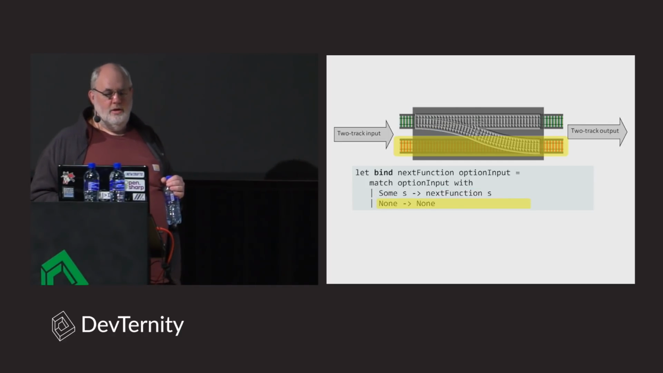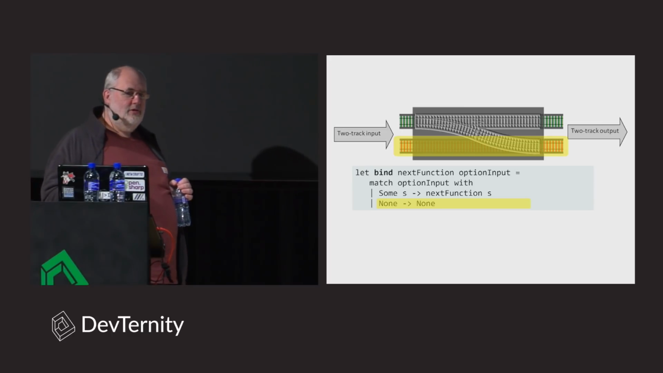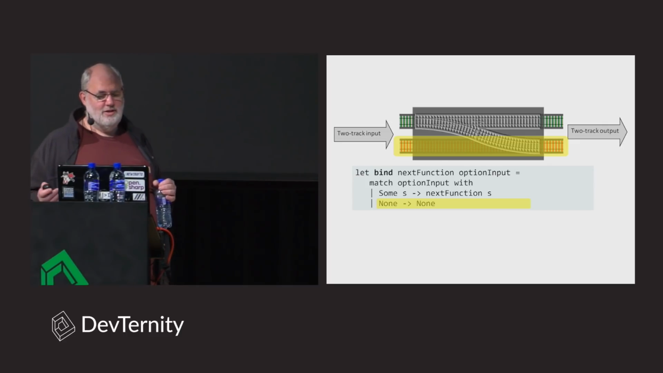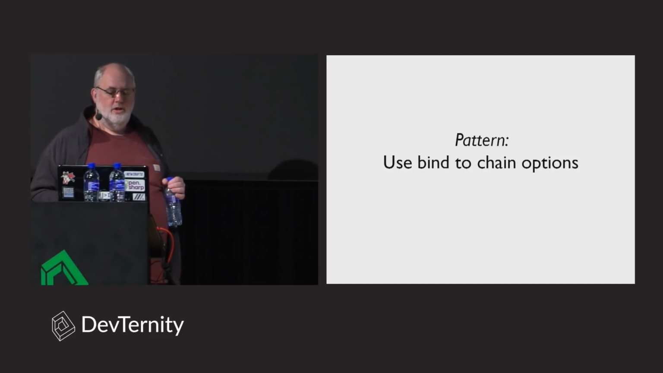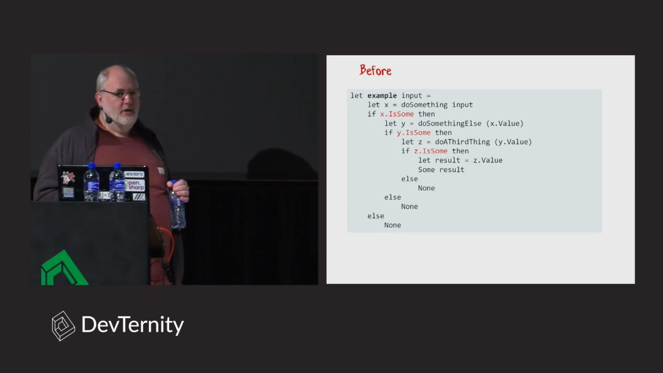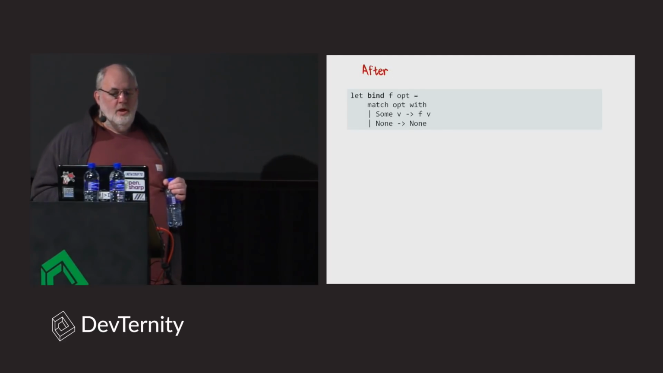Right? Now, this code is very familiar. This is exactly the same code as we just did with the if something do function. It's exactly the same implementation. So let's look at it to chain options. So before, we have this kind of ugly pyramid of doom thing. And afterwards, we write a little bind function.